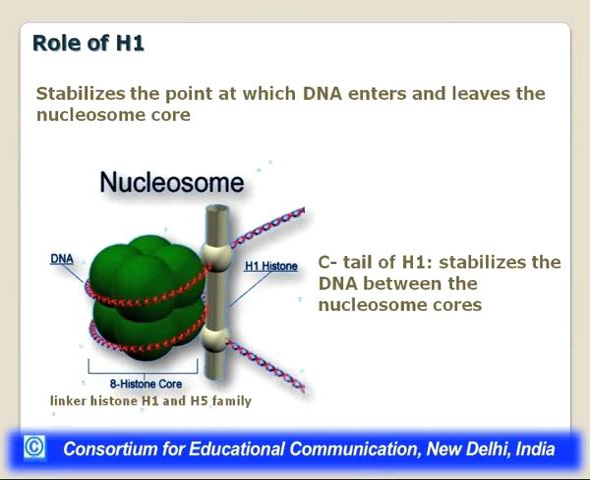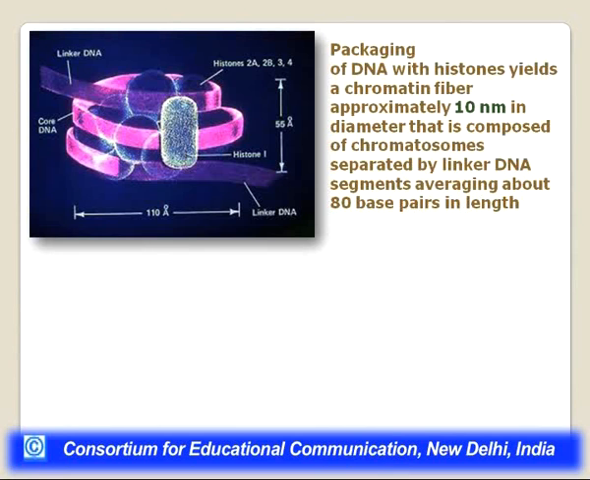You can see that there is a nucleosome octamer core, which is green in color, and the DNA is bound around it, and then the C tail of the H1 histone is stabilizing the DNA between the nucleosomal cores. So there is a spacing between the nucleosomes, and this spacing is maintained by the H1 histone or linker histones of the H1 and H5 family, and therefore it stabilizes the point at which the DNA enters and leaves the nucleosomal core.